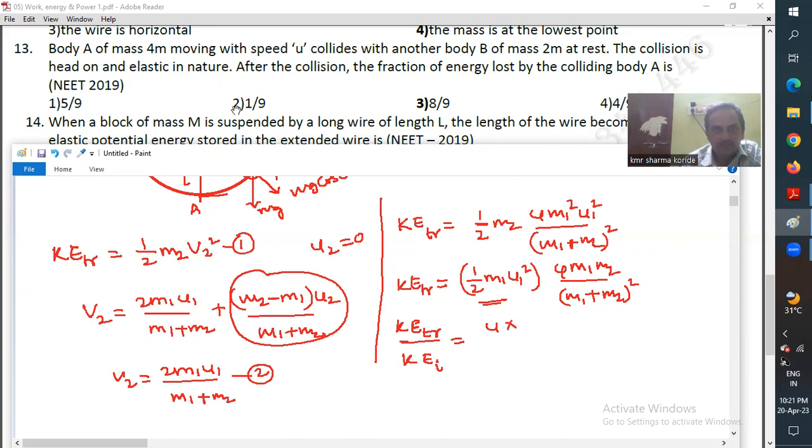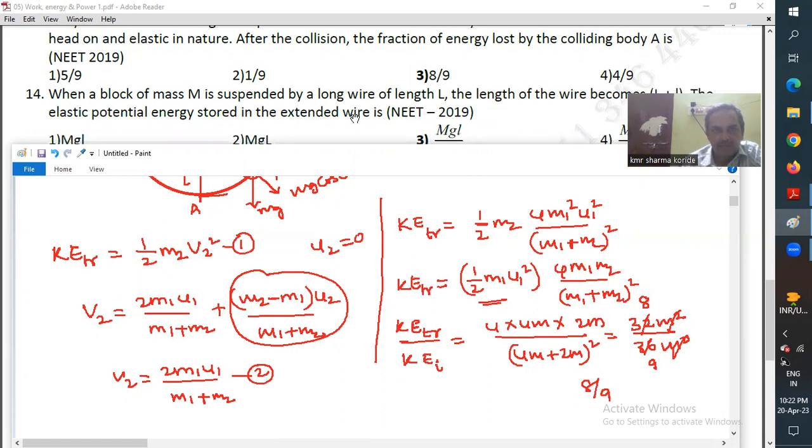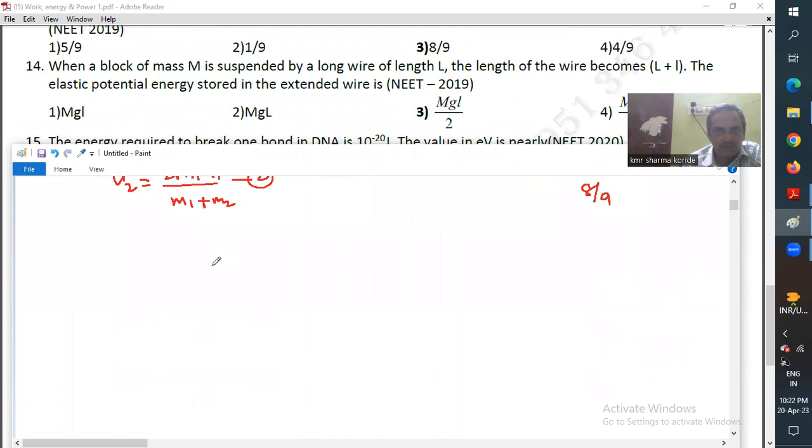So 4 m1. What is m1? 4m into m2, 2m, divided by m1 which is 4m plus m2 which is 2m, whole square. So this is going to be 32 m square divided by this is 6m, so this is 36 m square. M square gets cancelled. 4 eights are 32 and 4 nines are 36. So therefore 8 by 9. So it can be the fraction of the kinetic energy lost by the first body or kinetic energy transferred to the second body. The meaning is the same. Moving to the next question, that is question number 11 given in 2019.